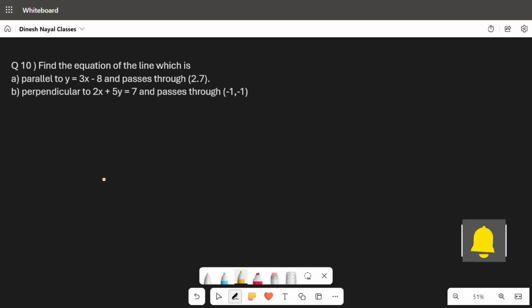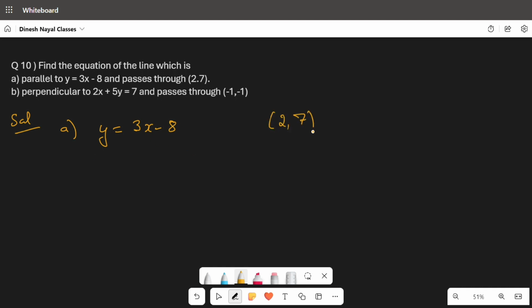Now question 10, you have to find the equation of a line. The A part is parallel to y equals 3x minus 8, and passes through the point (2, 7). This is in the gradient-intercept form, y equals mx plus c. Comparing, we know that the slope of the given line, m, equals 3.